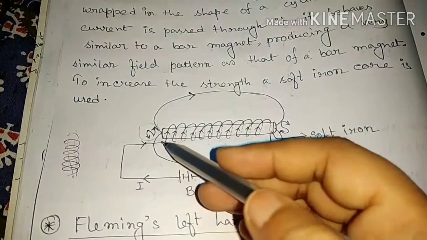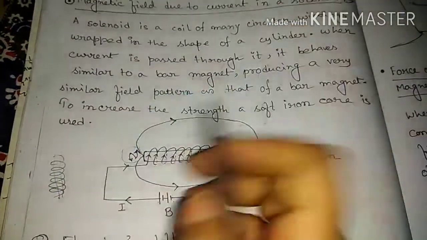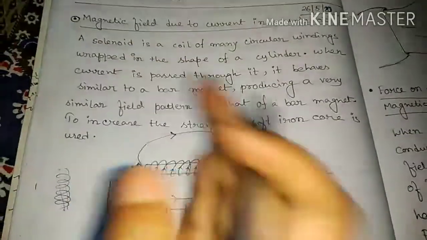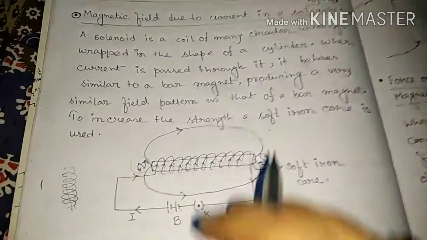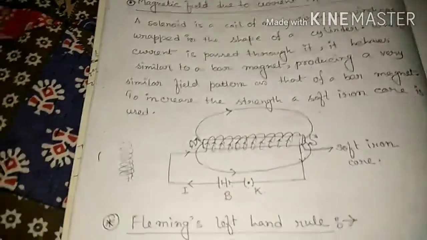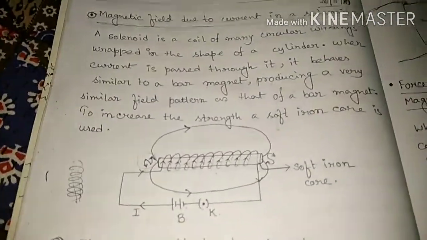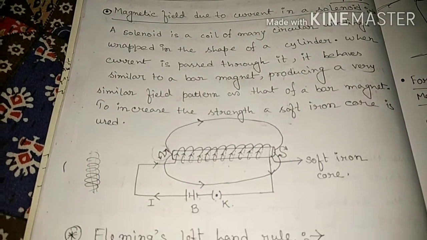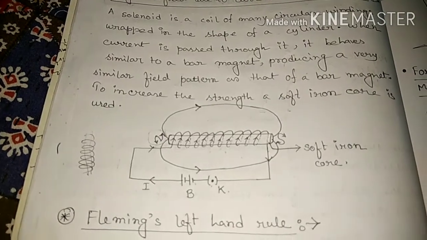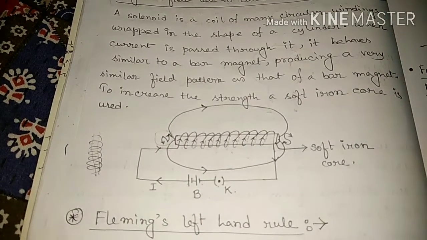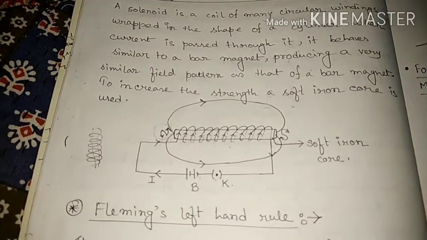So here you see that if we look at this soft iron core this way, the current flows in opposite directions on the two sides. That's why this side is the North Pole and this side is the South Pole. Clear? So this is the magnetic field due to the current in a solenoid. This helical shape of a conducting coil wire is called a solenoid. For a better result, to increase the strength of the magnetic field, we use the soft iron core.